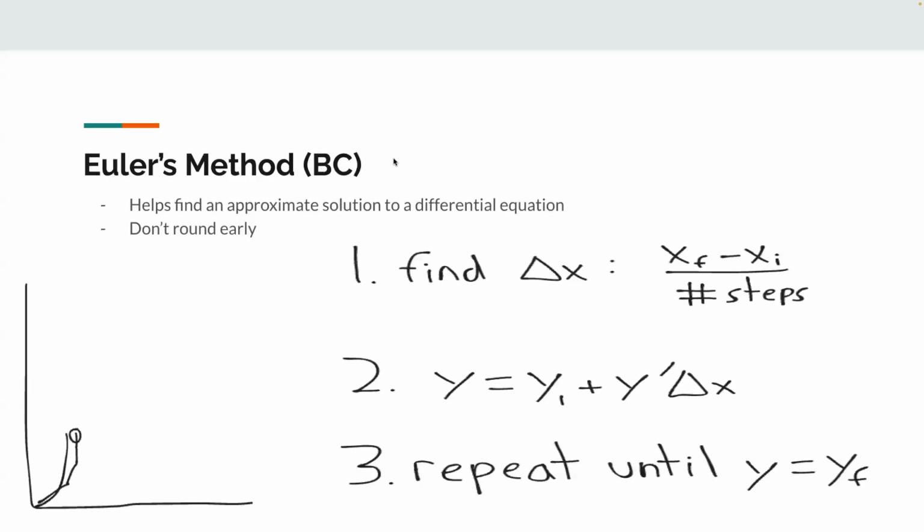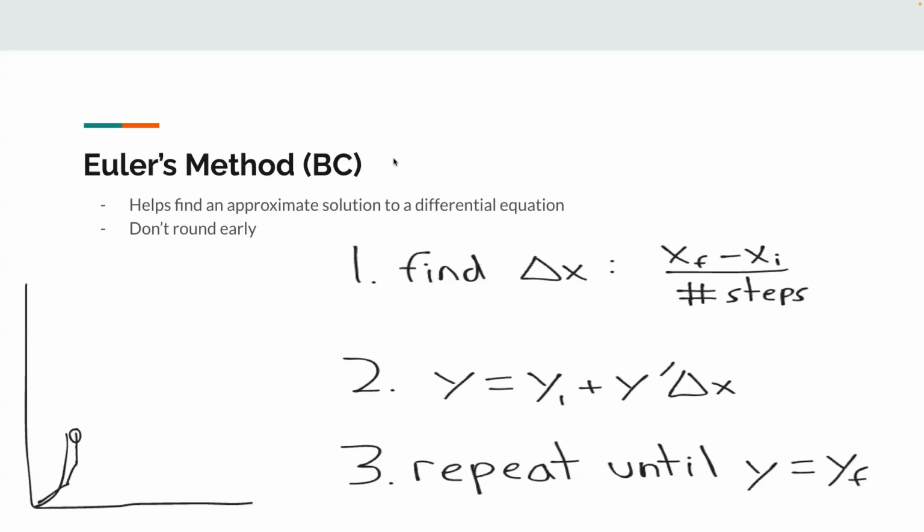All right, now I'm going to go into Euler's method. This is the BC topic. All it does is help to find an approximate solution to a differential equation. When you're using this method, be sure not to round early, as that'll give an error at the end. I drew this small diagram on the left side to represent what I mean. As you can see, I have one curve. That's the actual function. Euler's method will be using slopes at different points to approximate the value on that curve at a certain x value.